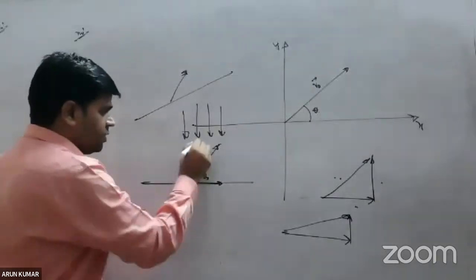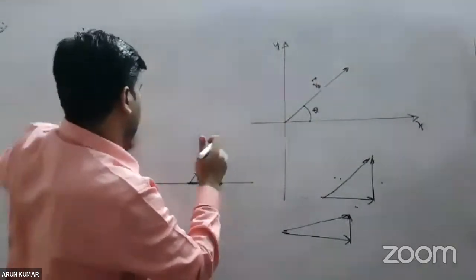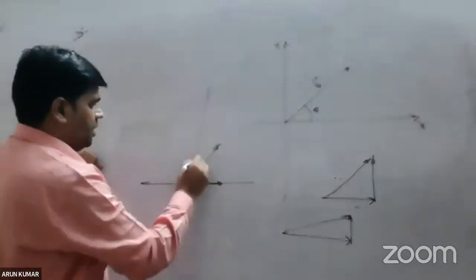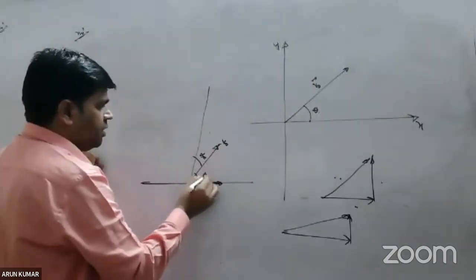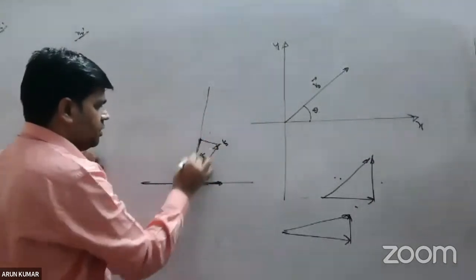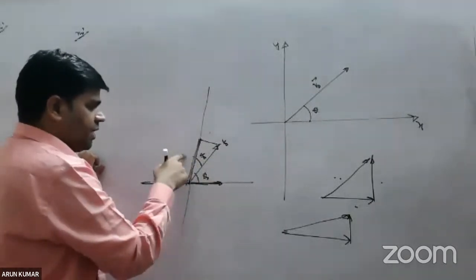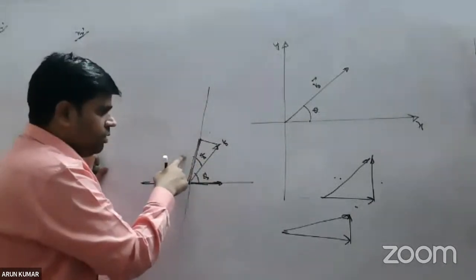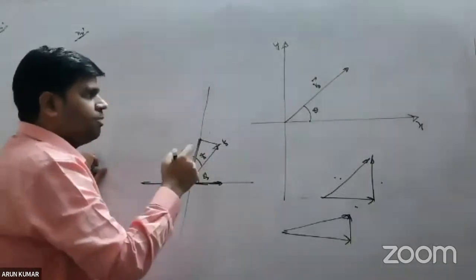If I want the projection of this vector along this line, and this is alpha, what would this be? V naught cos theta is this one, and V naught cos alpha is this one. So the angle between the vector and the considered line on which we are taking the shadow, V naught times cos of alpha, is a shadow or a component.